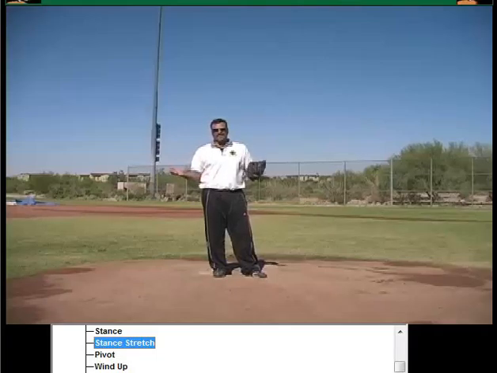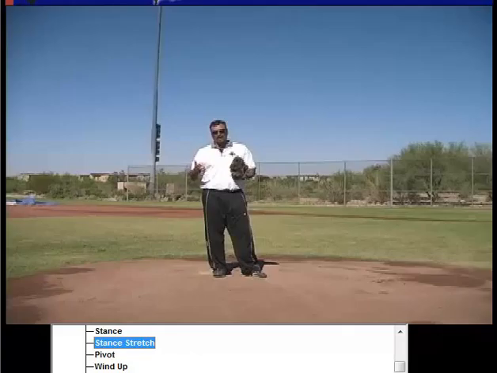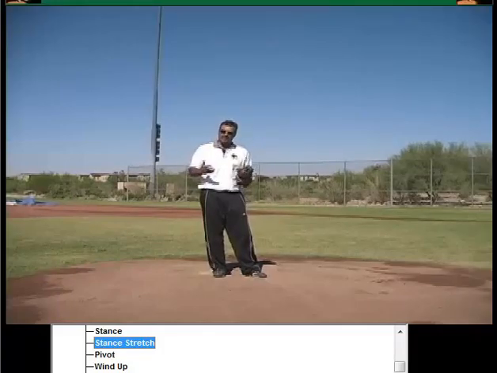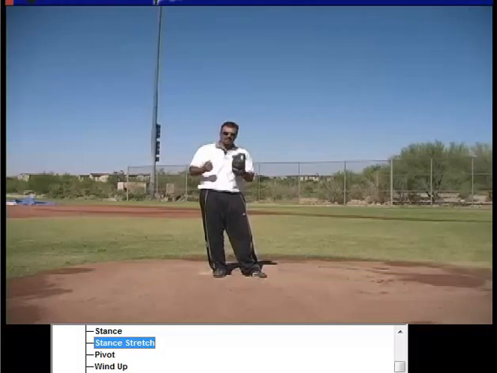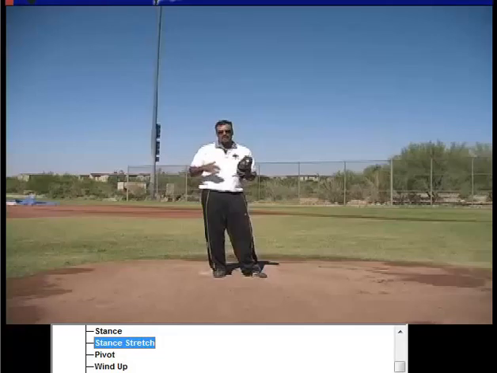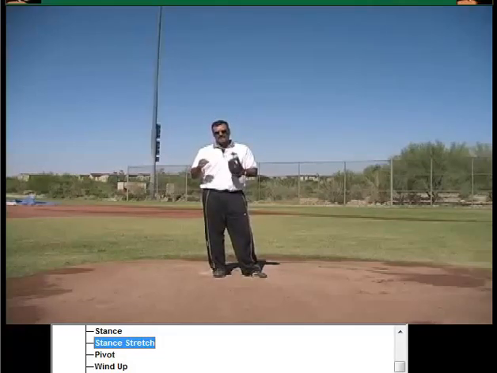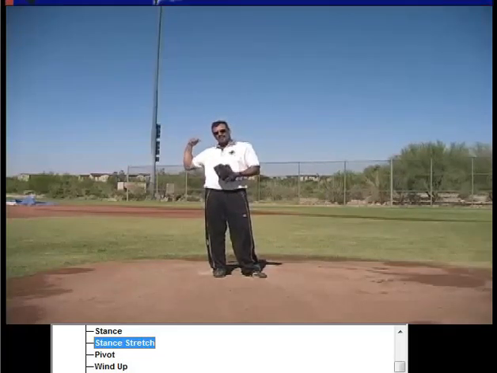There are two different stances that we're going to utilize during a game. As spoken earlier, the stance in the windup, and there's also the one in the stretch. Out of the windup, the benefits, as we talked about, are the rhythm and the timing of it. But out of the stretch, we're going to lose that aspect and the ability to keep the rhythm and timing. In fact, what I want to do is disrupt my timing so I can disrupt his timing.